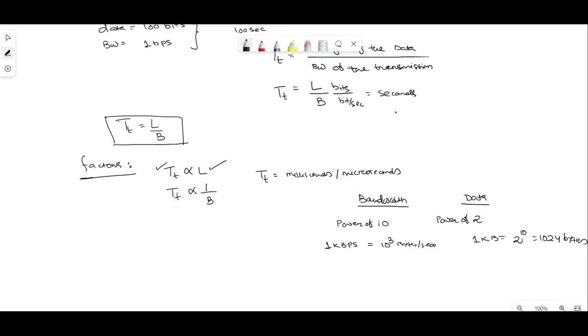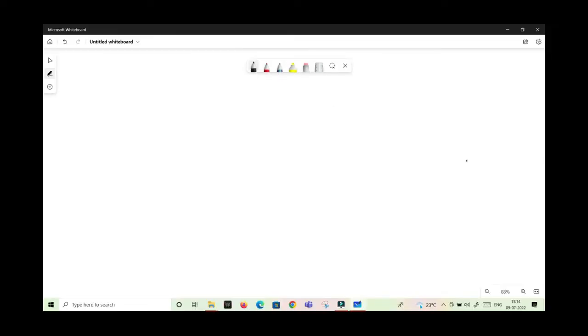Okay, so now 1 M means 1 megabits per second, which means 10 to the power 6 bytes per second, or if we consider it as 1 MB, it means 2 to the power 20, or maybe 1024 into 1024 we can say. So that's it, that is for transmission delay.